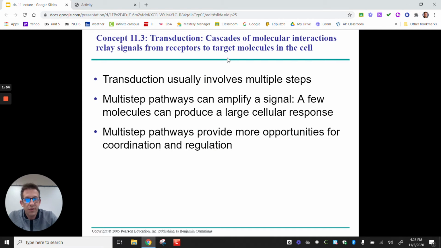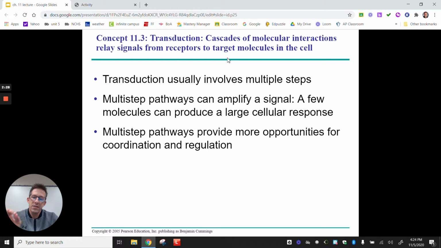Now, what we're going to get into next is the transduction of that signal, or the sending of that signal through the cytoplasm until it elicits some kind of cellular response. And we call this process transduction, okay? The movement of that signal from the outside of the cell all the way through the inside of the cell until it can actually do something, okay? And so this transduction, I like the title of these slides, is a cascade of molecular interactions and relay signals from receptors to target molecules in the cell. So that's what we're going to talk about.